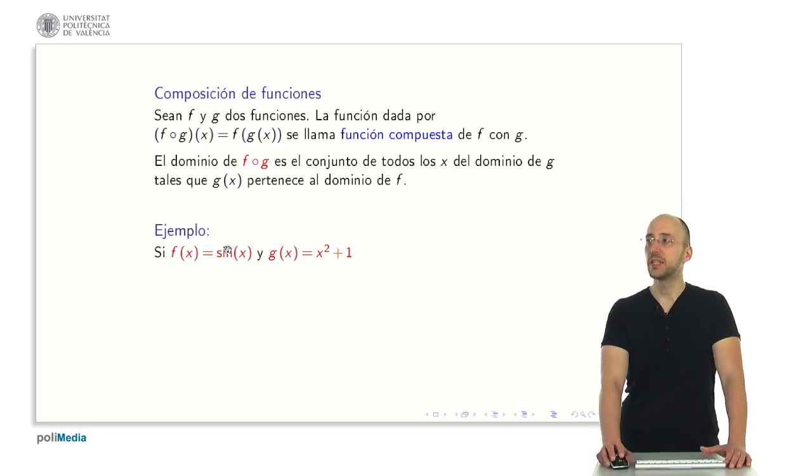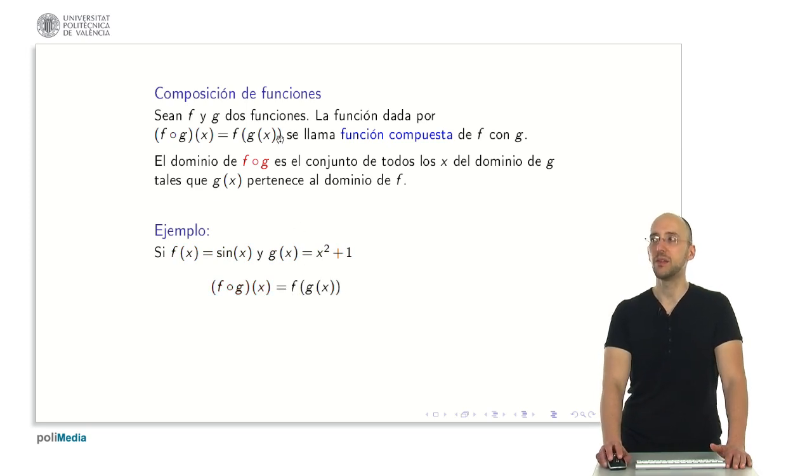Suppose that we have that f of x is the sine of x and that g of x is x squared plus 1. How do we calculate f composed of g acting on x? It is very easy. We apply that strange definition we saw at the beginning and we put f acting on g of x. Next, what we do is change the expression of g of x by the corresponding function. In this case, g of x is x squared plus 1. Well, we write it. Following, we are going to calculate the value of f of x squared plus 1.